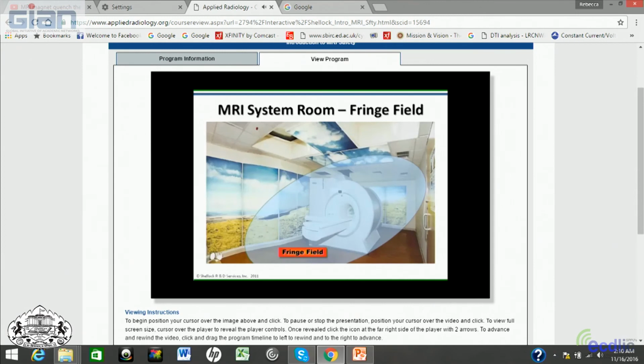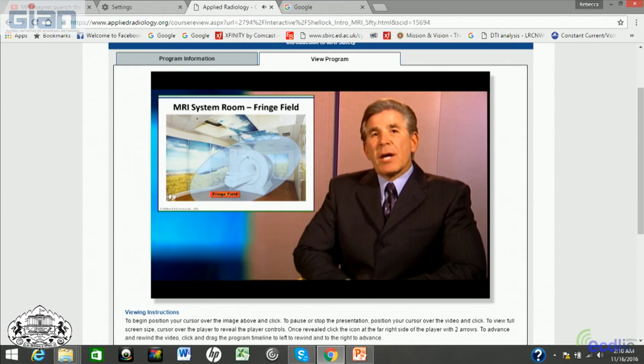Now I'd like to further discuss the fringe field of the MRI scanner because it is essential that you understand that this magnetic field extends out from the MRI system in all directions, including in front of and behind the scanner and above and below the system. And this fact has very important safety implications. As you move closer to the MRI system, the strength of the magnet increases substantially, and this factor is responsible for creating one of the most hazardous situations in the MRI environment, which is the missile effect.